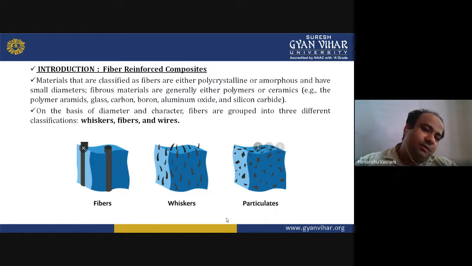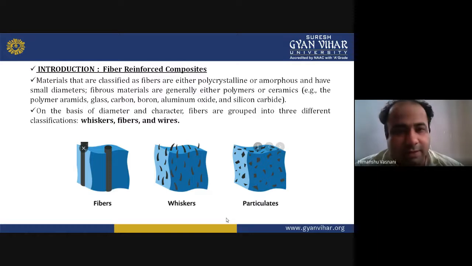So, let's start our lecture with the introduction of fiber reinforced composites. Materials that are classified as fibers are either polycrystalline or amorphous and have small diameter. The fibrous materials are generally either polymers or ceramics. Examples: the polymer aramids, the glass, the carbon, boron, aluminum oxide, and silicon carbide.